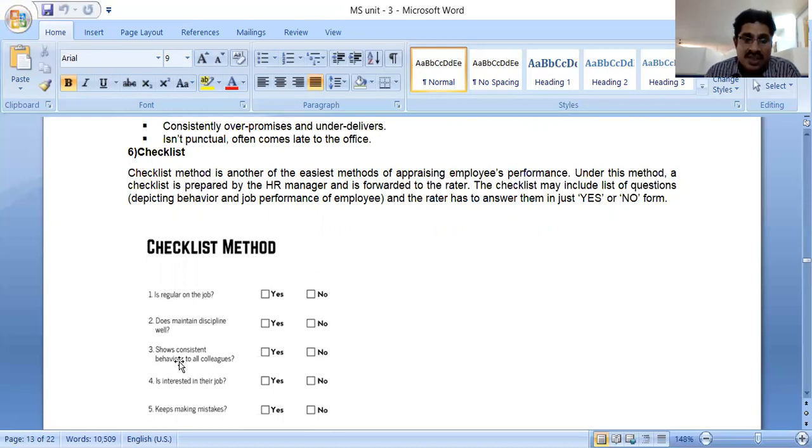Does the employee show consistent behavior to all colleagues? If yes, if no. Is he interested in his job? If yes or no. Does he keep making mistakes? If yes or no. So whatever it is, the checklist method is only based upon yes or no questions. The hierarchy will tick yes or no based upon the employee's or subordinate's performance. This type of performance checking is called the checklist method.